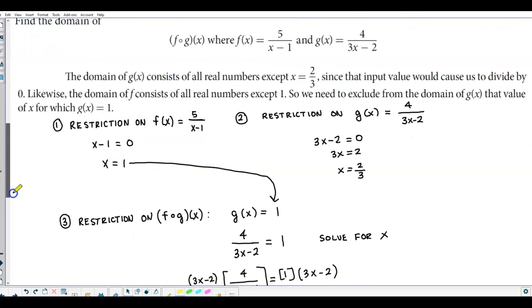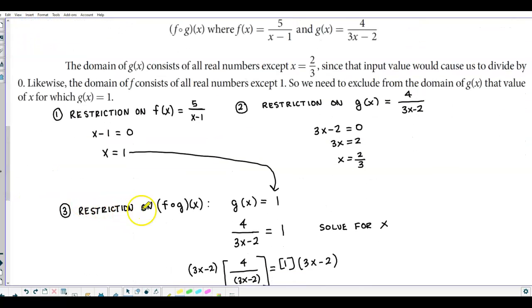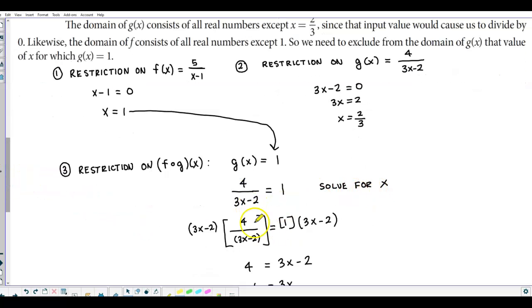So, in step number 3, the restriction on f composite g of x. Well, what we need to do is set the function g(x) equal to the restriction on f(x). So, what do we know g(x) is equal to? Well, we know that g(x) is equal to 4 over 3x minus 2, and it's going to equal the restriction on f(x), which is equal to 1. And then what we want to do is solve for x.